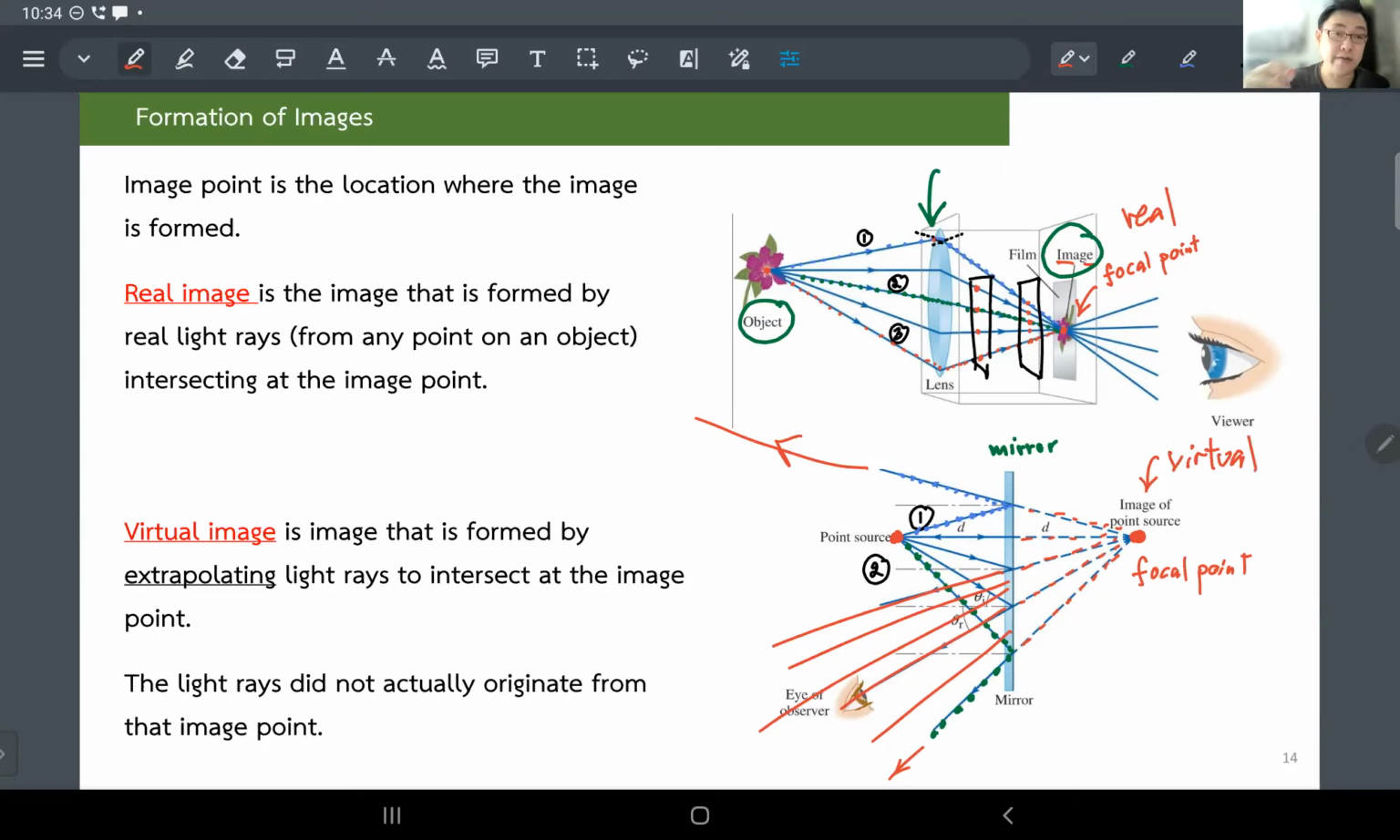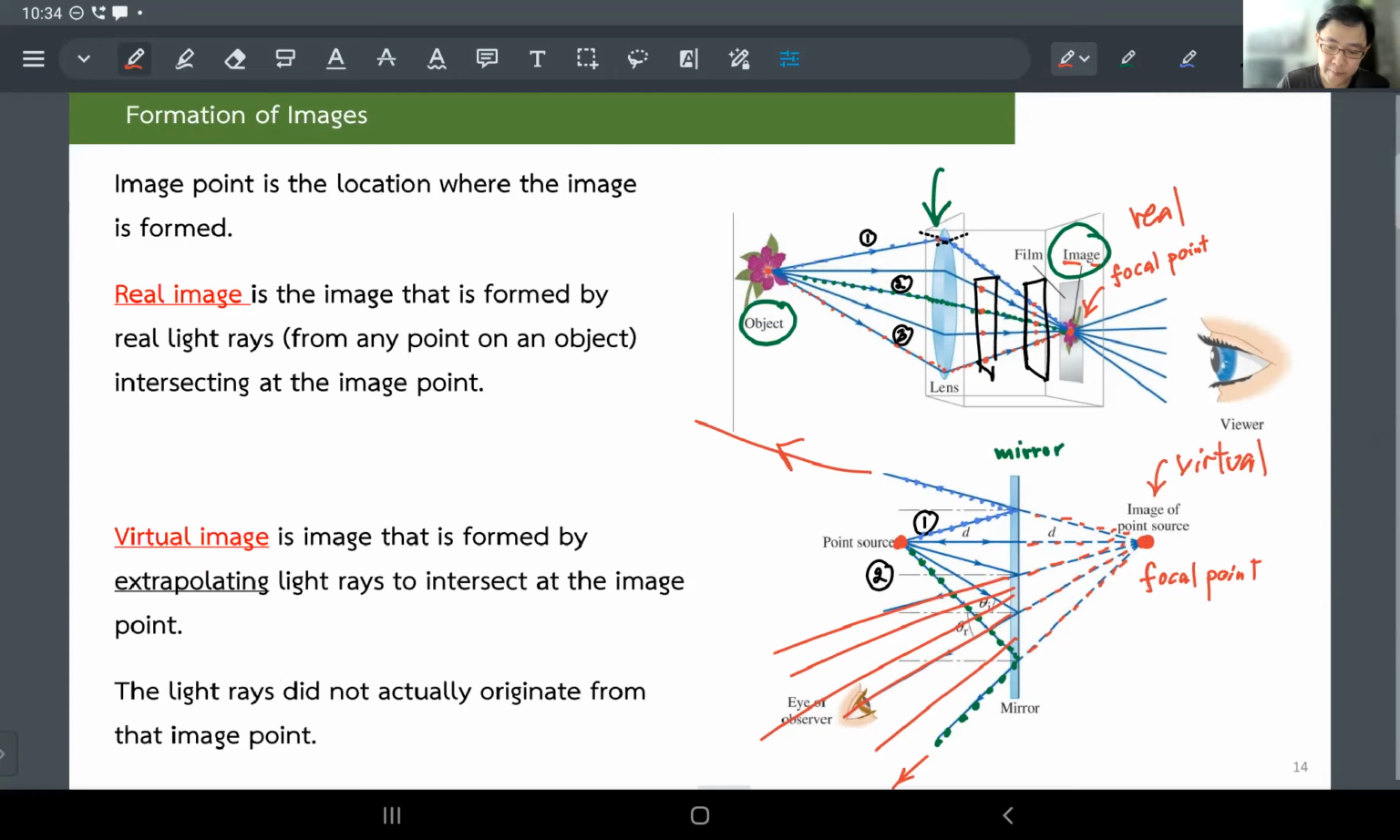This is the reason why every time you look at yourself in the mirror, you see yourself, but you cannot touch it. I mean, you cannot grab it. You cannot do anything with it. You cannot put a screen behind the mirror, of course. The image of you through the mirror, you cannot do anything with it. You only see it. That's why that is a virtual image.